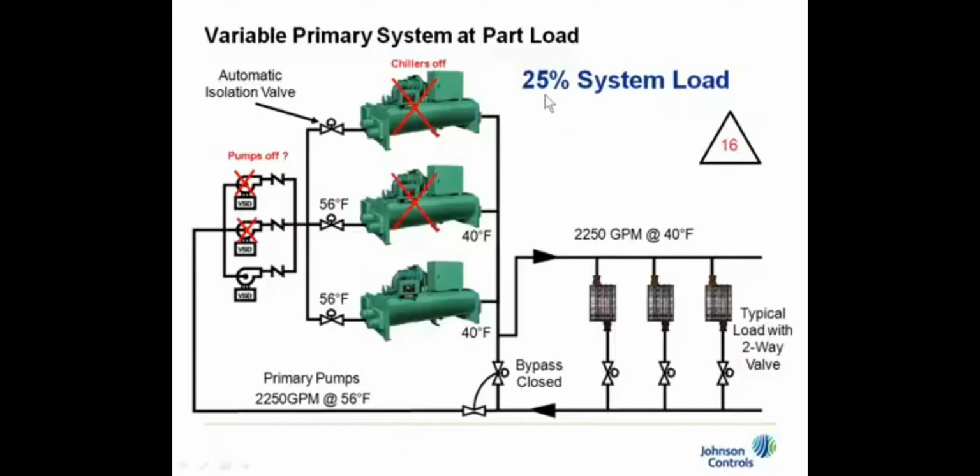At 25% load, I'll be down to 25% GPM, or 2,250 through the system. Again, 56 to 40, because delta T is remaining constant and it's flow that's varying with load. Now I can shut 2 chillers off. I can shut 2 pumps off, or I can shut 1 pump off, or I can leave all 3 running, whatever turns out to be more energy efficient depending upon the control algorithm that is used.